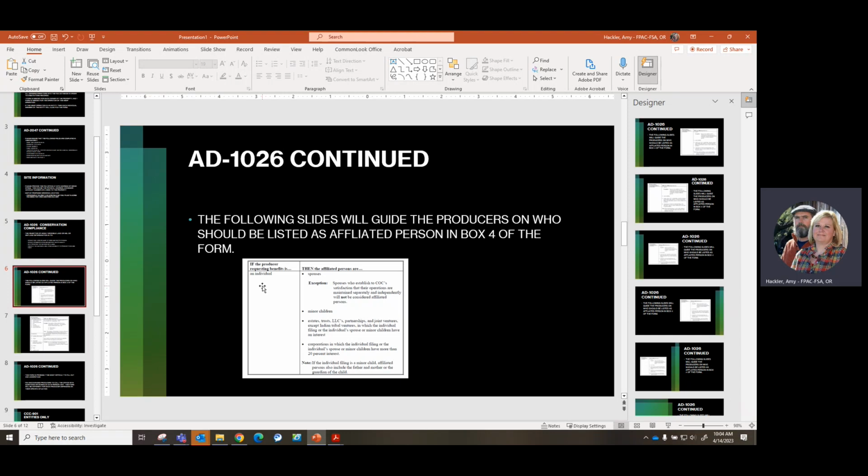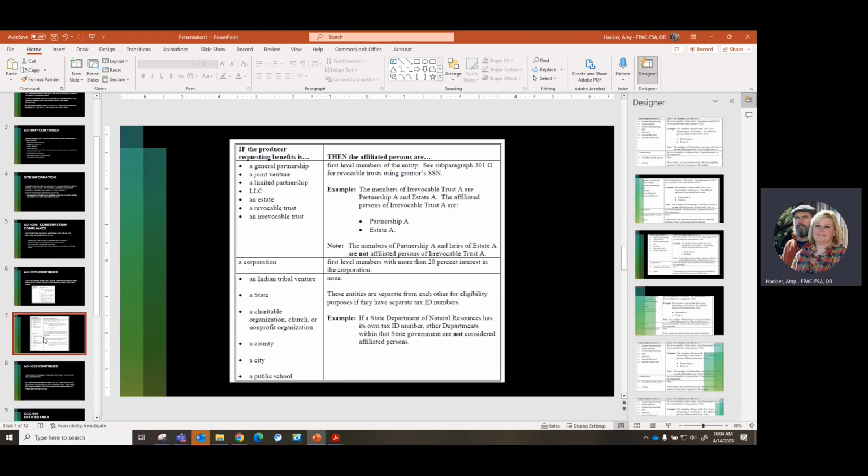It says if the producer requesting benefits is an individual, then the affiliated persons are these. We do help you fill those forms out if you run into problems. And producers also have multiple states or counties that they're associated with, so that also comes into play. And here's that second slide for general partnerships, joint ventures, etc.